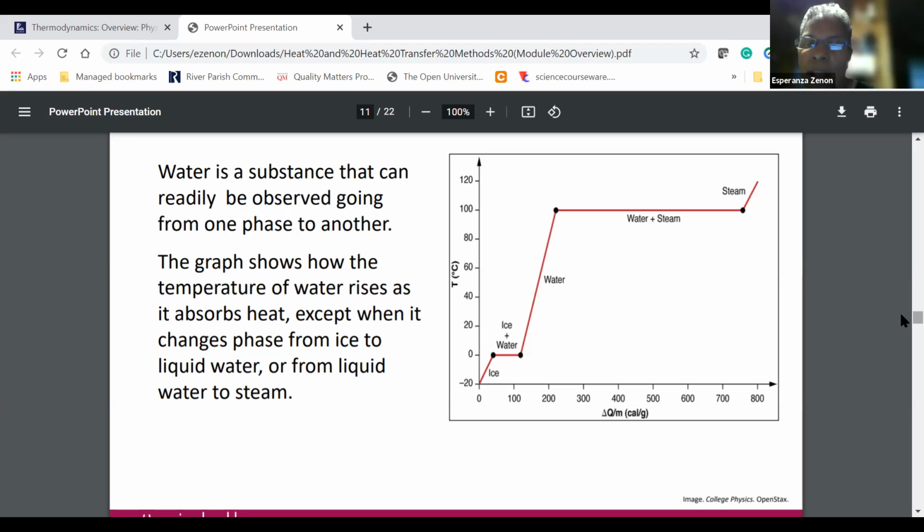So this graph highlights a very important concept. You either change the temperature or you change the phase. You cannot do both simultaneously. Anytime you're changing the temperature, you have to use the specific heat formula. Anytime you're changing the phase, you must use the latent heat formula.